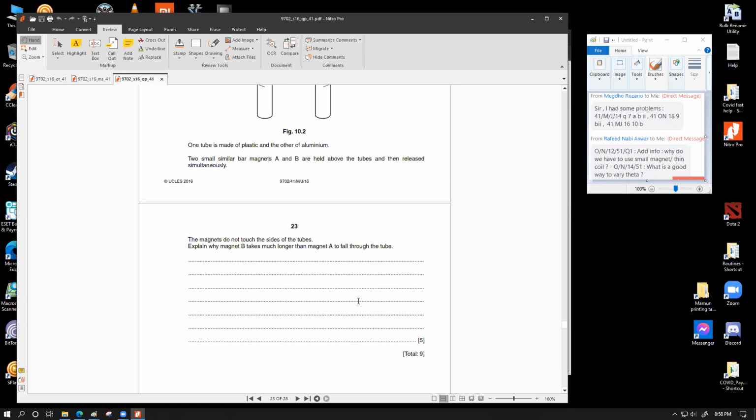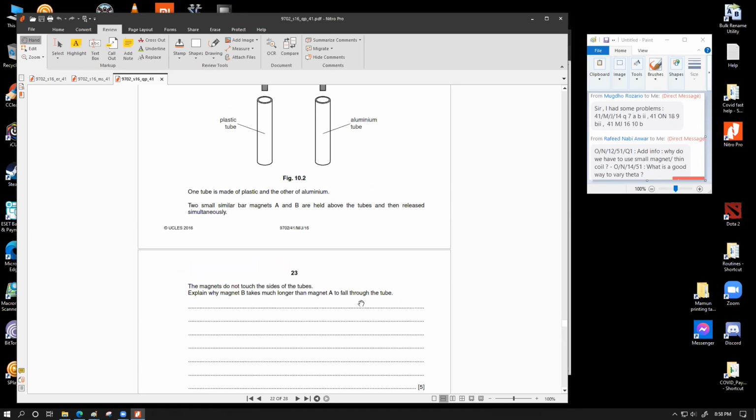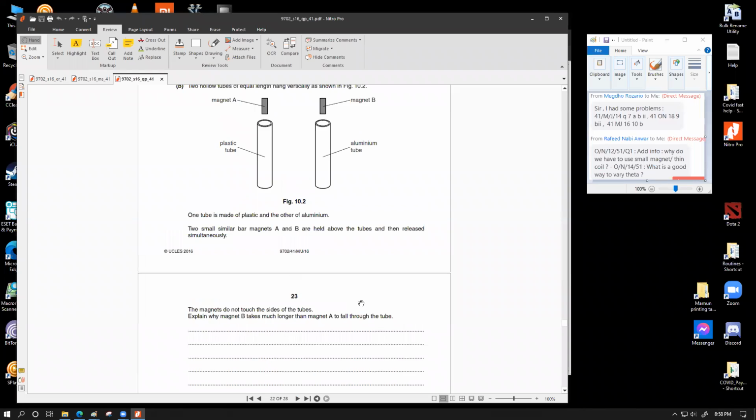Sir, I did write it, but what I assumed was that EMF is going to be induced in the plastic tube, but apparently it's not going to be induced. Yes, sir, that's what I assumed wrongly. You assumed EMF is going to be produced in the plastic tube? Yes, sir. Why? It doesn't have any moving electrons.